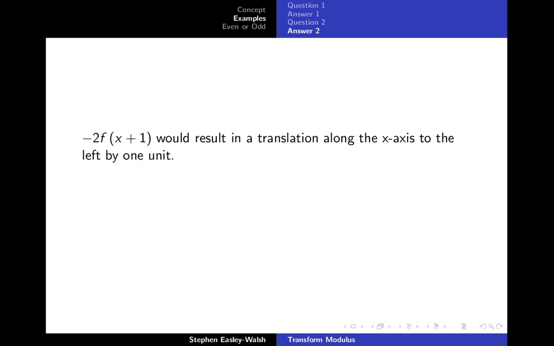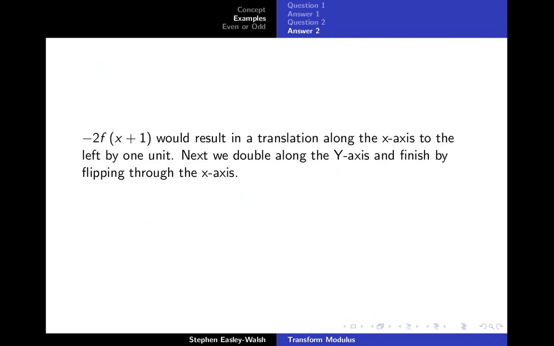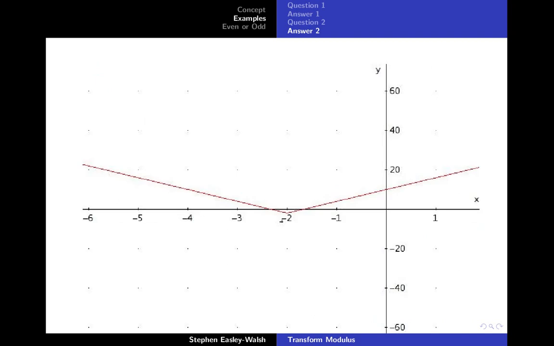We can see the x plus 1 will result in translation along the x-axis to the left by 1 unit. Next we would double along the y-axis, because of the 2, and finish by flipping through the x-axis. In other words, turning the graph upside down. So for example, the turning point minus 1, 1 will get moved to minus 2, 1, which will get moved to minus 2, 2, which will get moved to minus 2, minus 2. And here is the graph of the transformed function.